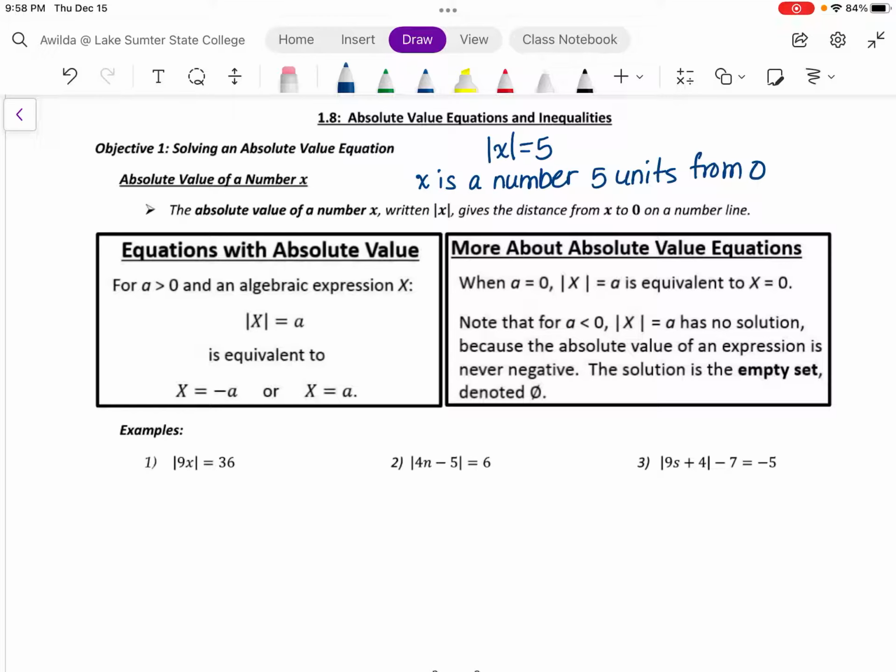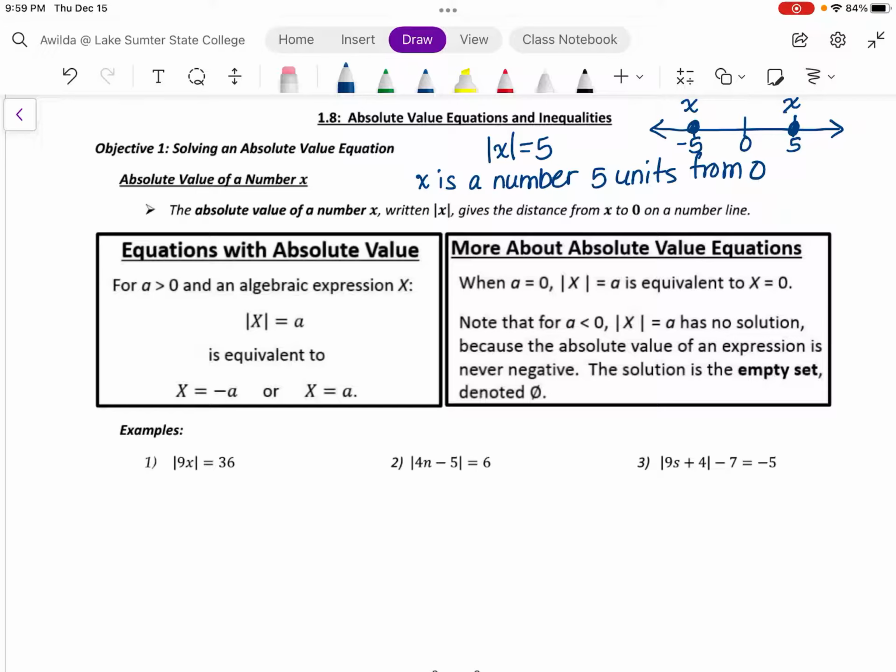Well, x could certainly take on the value of 5 because 5 is a number that is 5 units from 0. So that could be one possible value of x. However, there's another possible value of x. What other number is 5 units from 0? Well, it's the number -5. So x could have two different values that meet this criteria. X could either be at +5, which is 5 units to the right of 0, or x could be at -5, which is also 5 units away from 0.